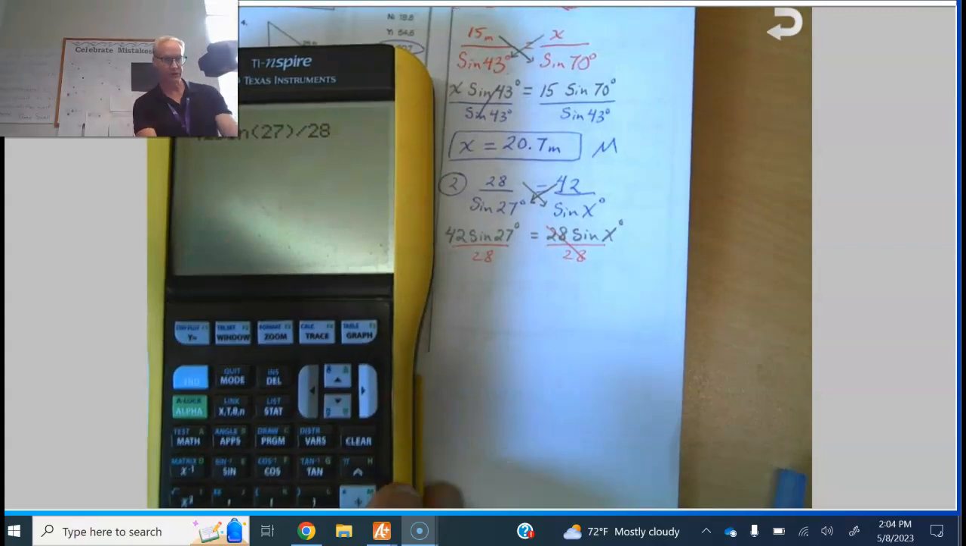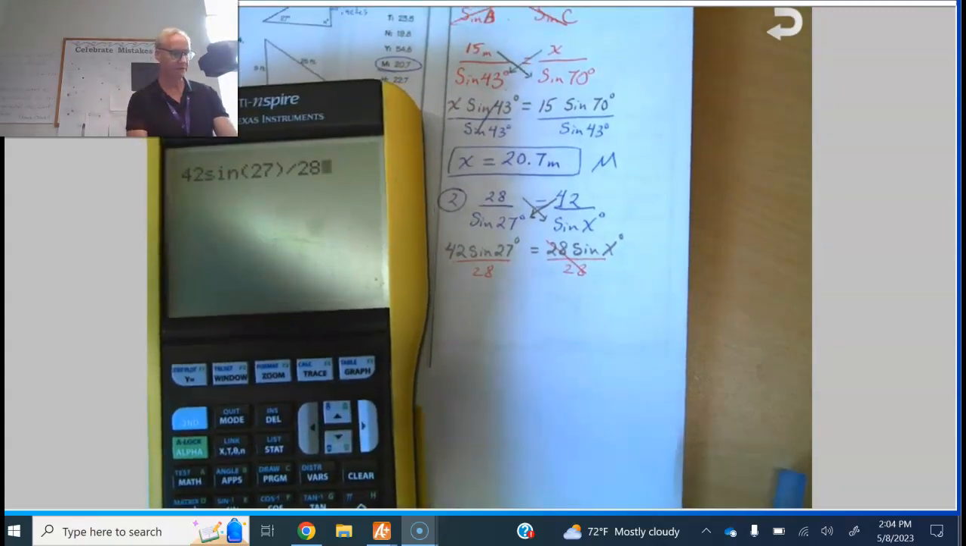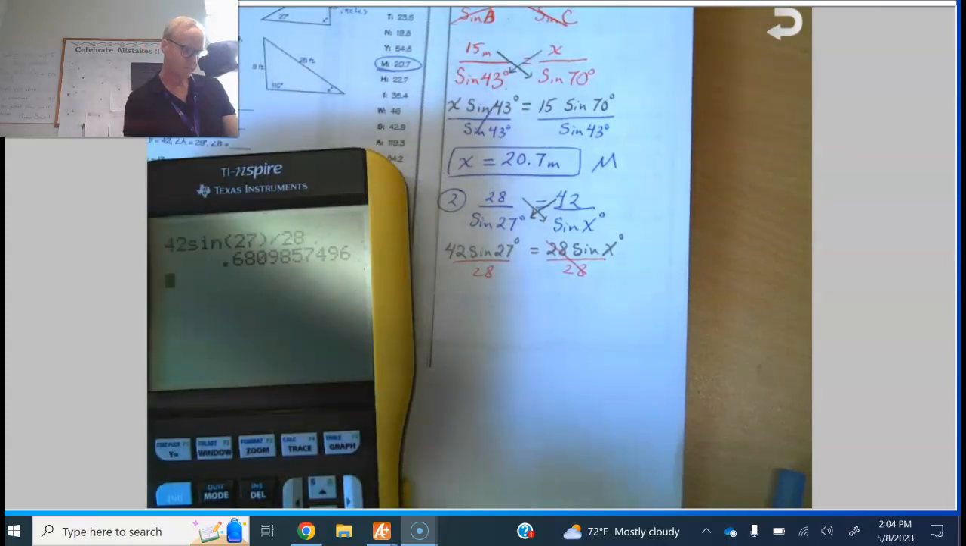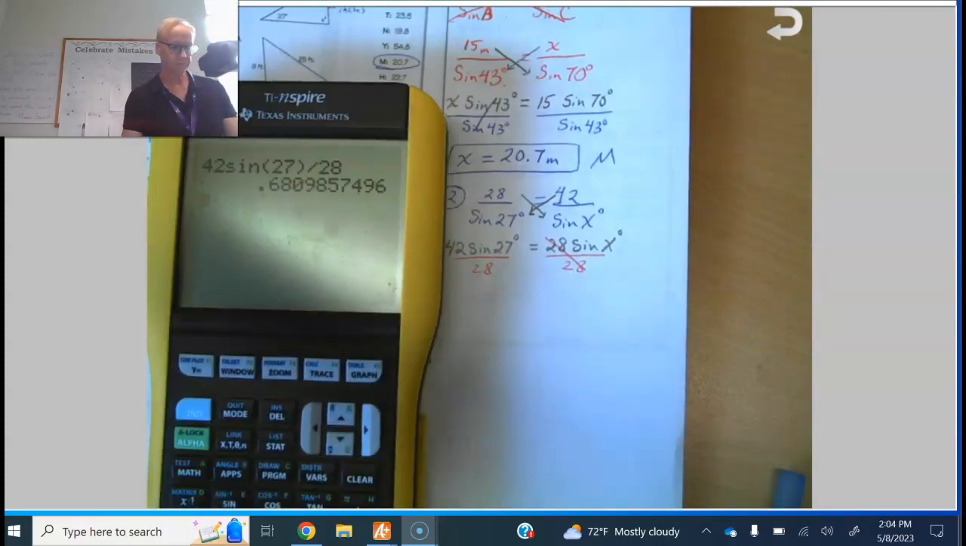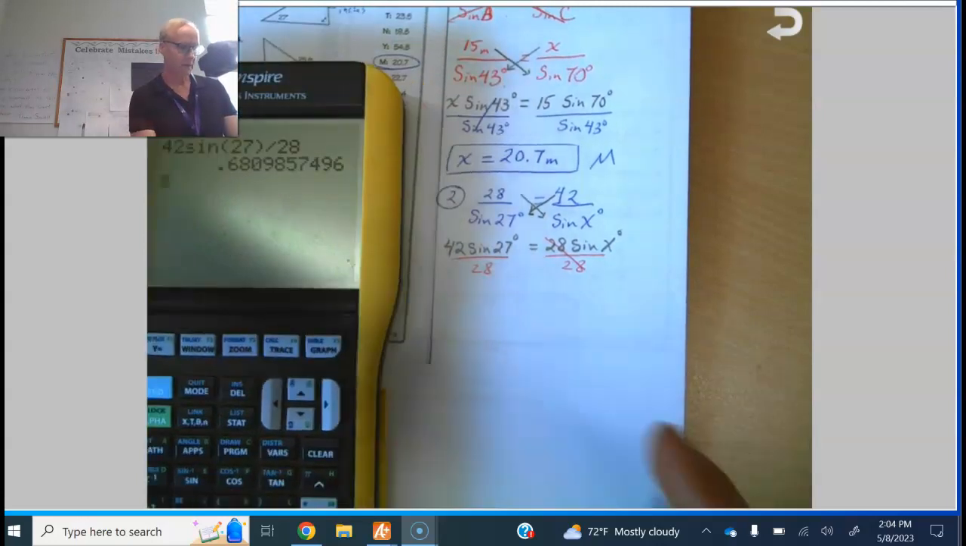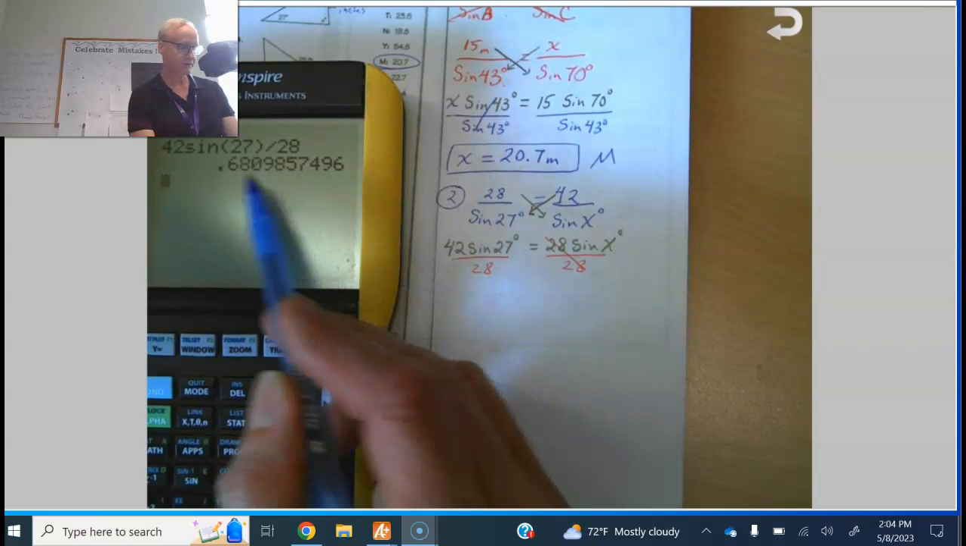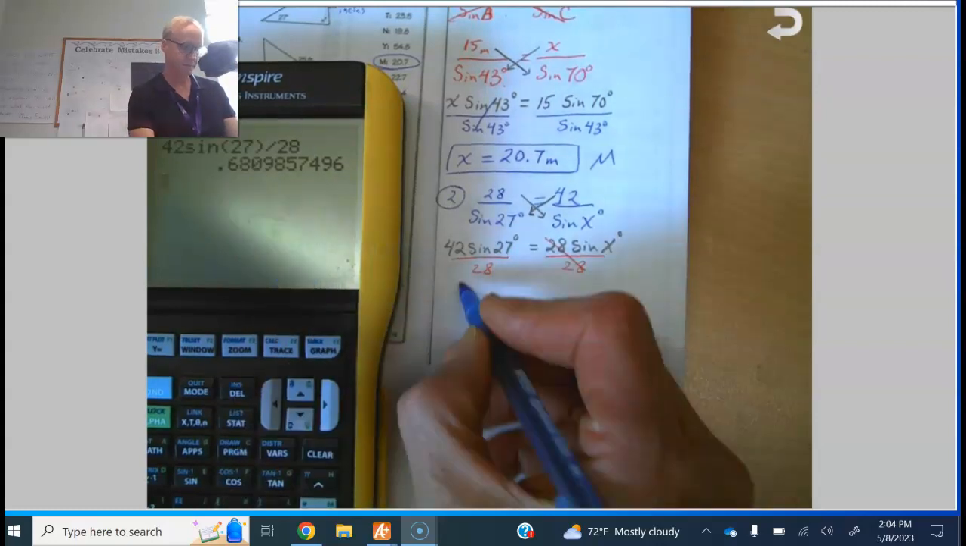You don't have to put the whole thing in at once. You could do it in pieces. But there's my decimal. Notice that this 9 rounds up, so it's going to be 0.6810 if I round it.